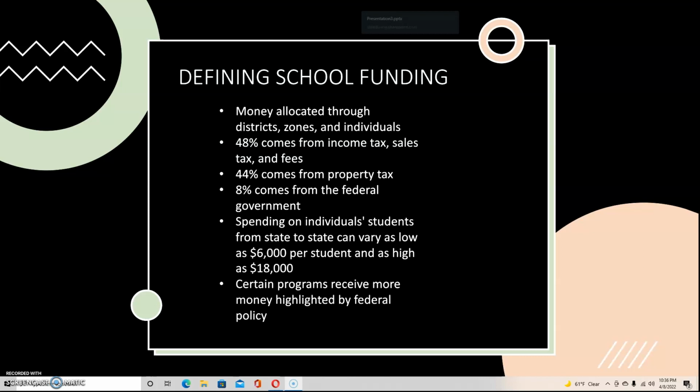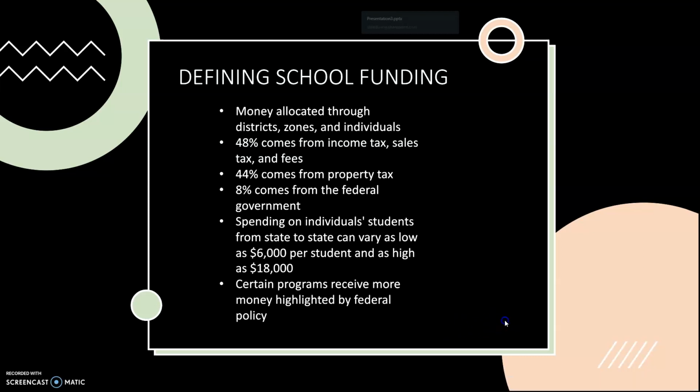We also want to key in on research that shows that funding can range all the way from 6,000 per student to 18,000. We see this huge difference between different areas and different income areas, and we see the true division that is created by funding. And then we also want to see how certain programs receive more money highlighted by federal policies, like certain programs that I mentioned again, like for different language students, for differently abled students, and more.